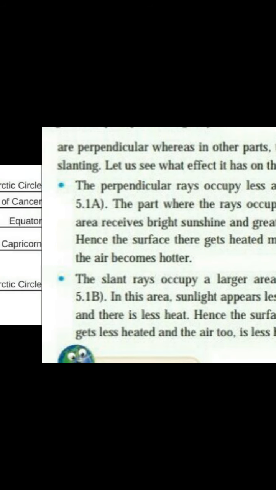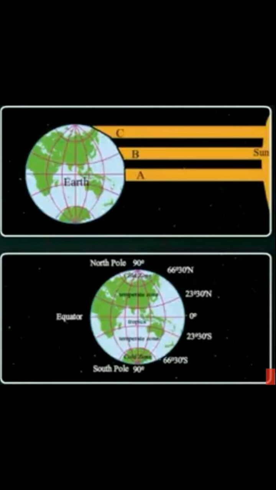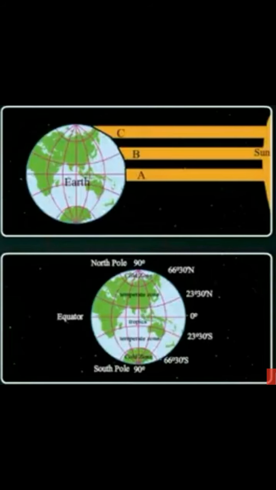They are slanting in some parts. That way the Arctic Circle and Antarctic Circle receive the slanting rays. That way the Arctic Circle and Antarctic Circle are always very cold, not getting direct sun rays. That is why the perpendicular rays occupy less area, as you have seen in figure 5.a.